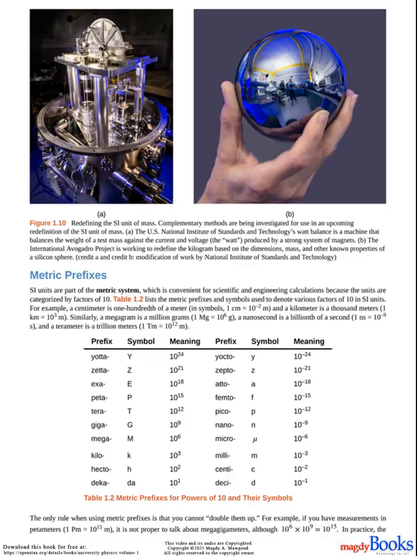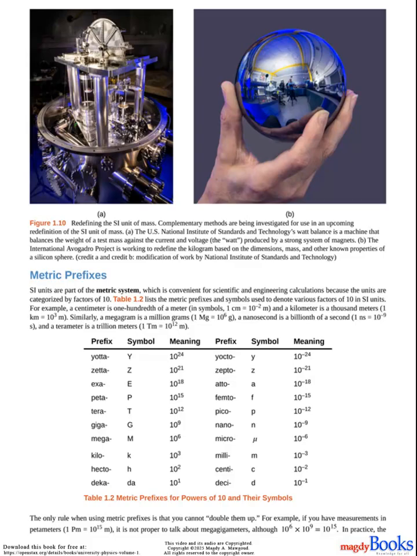1.2.3. Metric prefixes. SI units are part of the metric system, which is convenient for scientific and engineering calculations because the units are categorized by factors of 10. Table 1.2 lists the metric prefixes and symbols used to denote various factors of 10 in SI units. For example, a centimeter is 1/100th of a meter. In symbols, 1 centimeter equals 10^-2 meter. And a kilometer is 1,000 meters. 1 kilometer equals 10^3 meter.